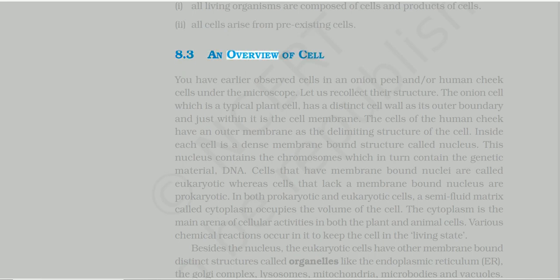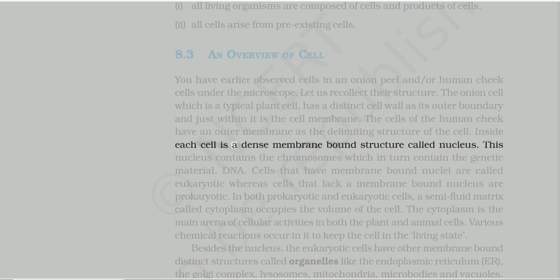8.3 An overview of cell. You have earlier observed cells in an onion peel and/or human cheek cells under the microscope. Let us recollect their structure. The onion cell, which is a typical plant cell, has a distinct cell wall as its outer boundary, and just within it is the cell membrane. The cells of the human cheek have an outer membrane as the delimiting structure of the cell.